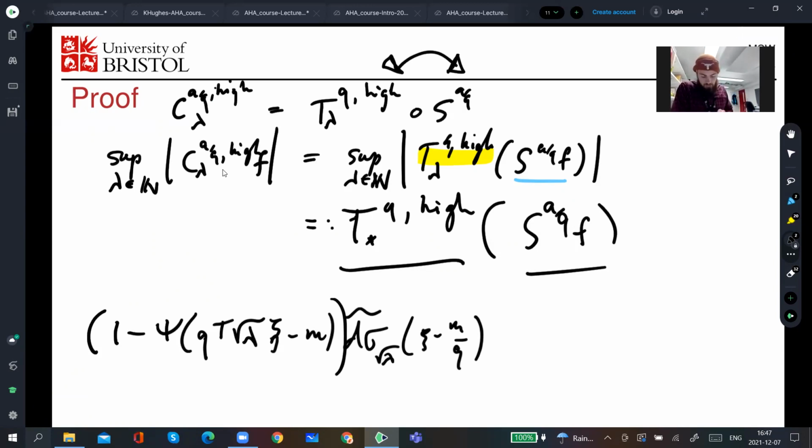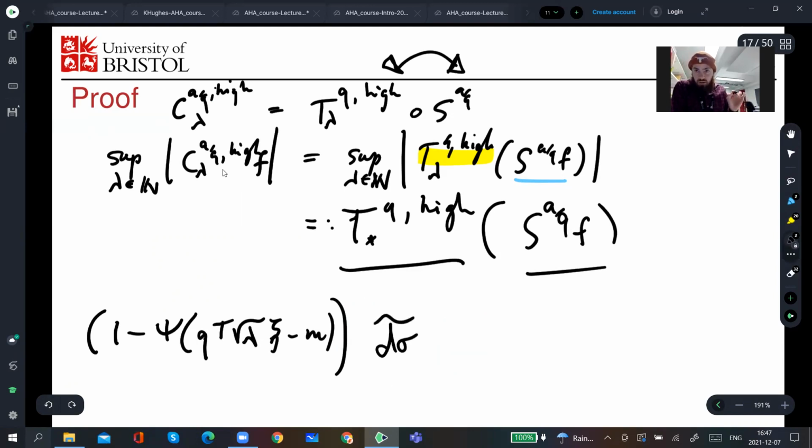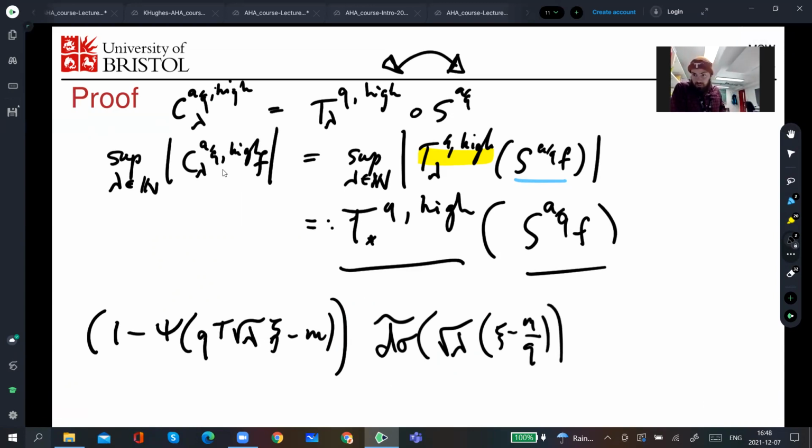Well, why is that? It's because the way this measure was defined isotropically, this actually can be put in here, by which I mean, I could have written this in the first place as the following. The Fourier transform of the surface measure on the unit sphere times square root of lambda times c minus m over q. Okay, and that puts us in a form to apply the Magyar-Stein-Wainger transference principle.